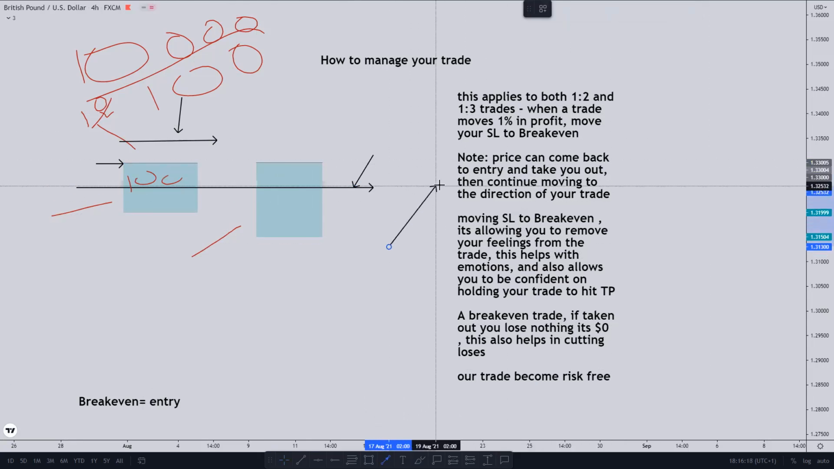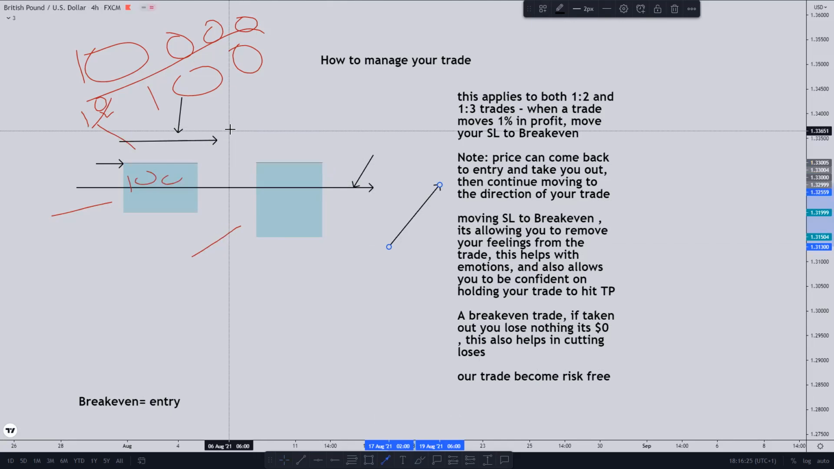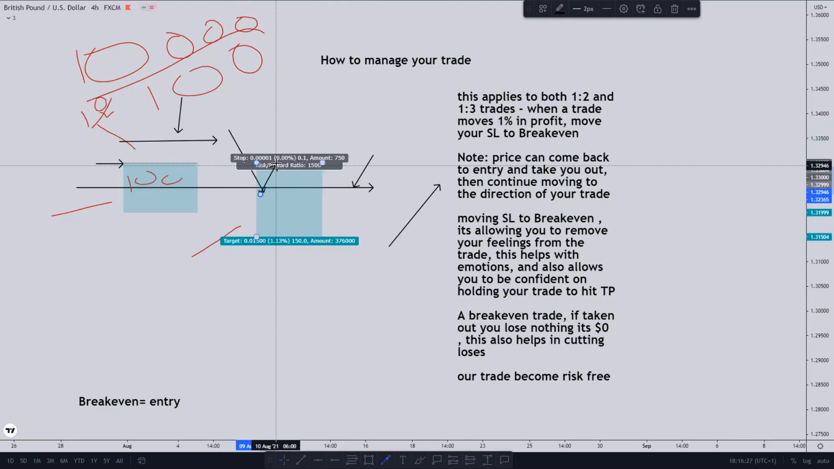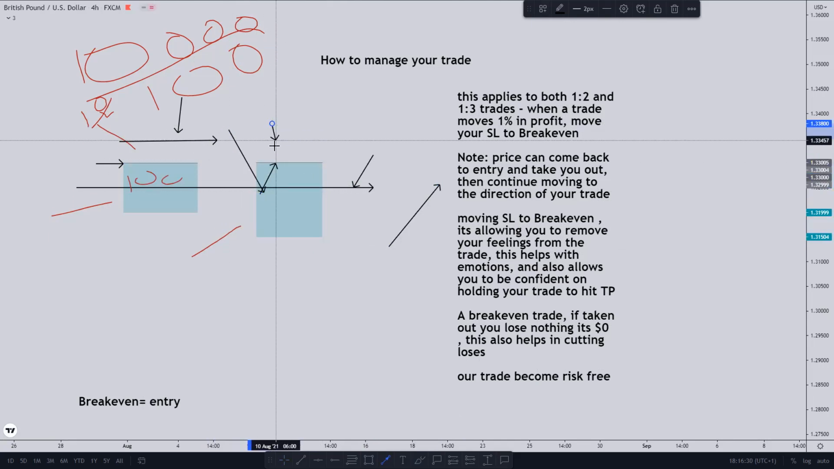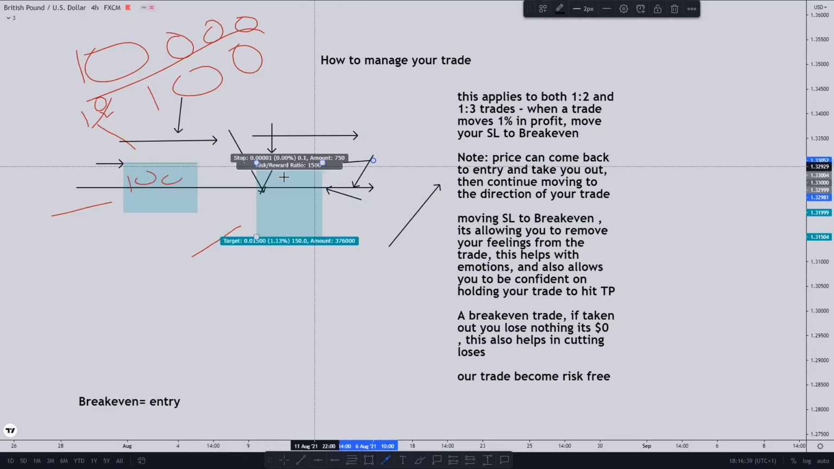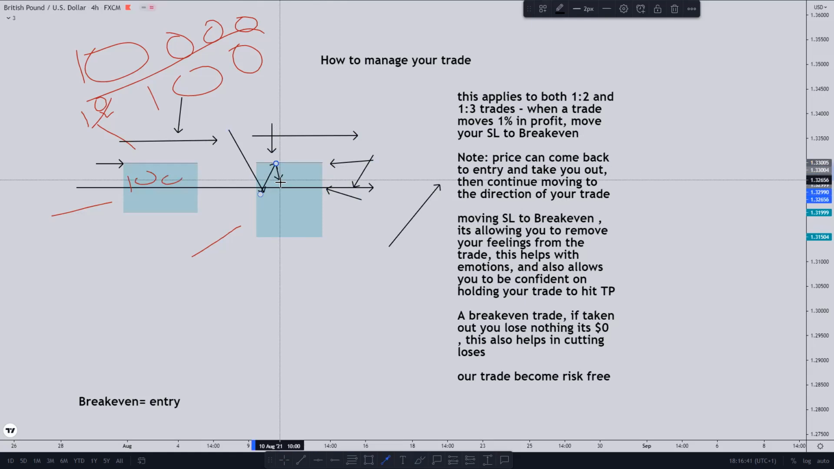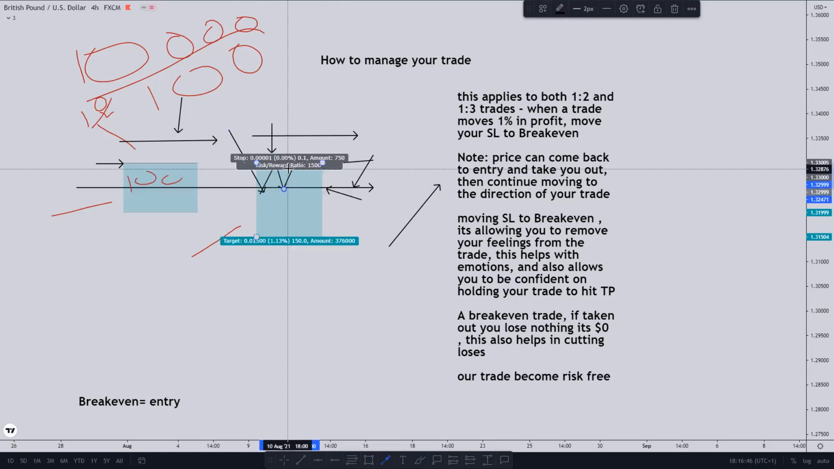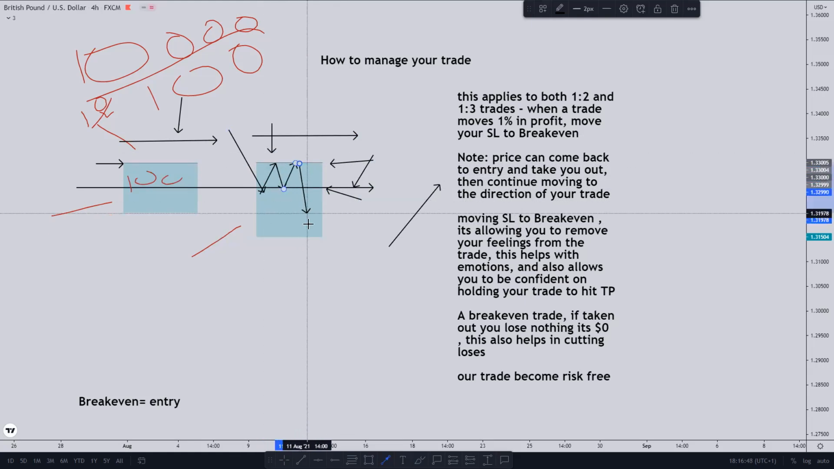Yeah, I made a note saying that price can come back to entry and take you out and then continue moving in the direction of your trade. By this, I mean that, let's do this, you sell at a lower high with a stop loss around here. And then when price moves 1% in profit, you move your stop loss to break even. And then what price does is it moves 1% and then it comes back, takes you out, and then continues with the direction, and then maybe gives you a double top, right?